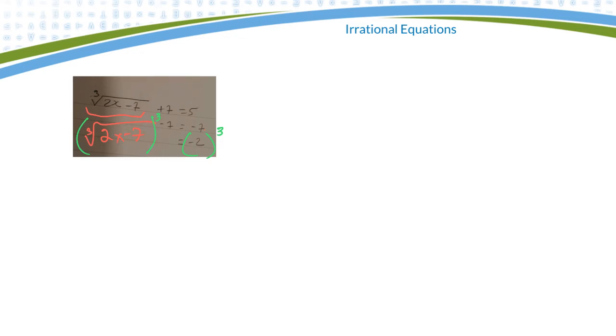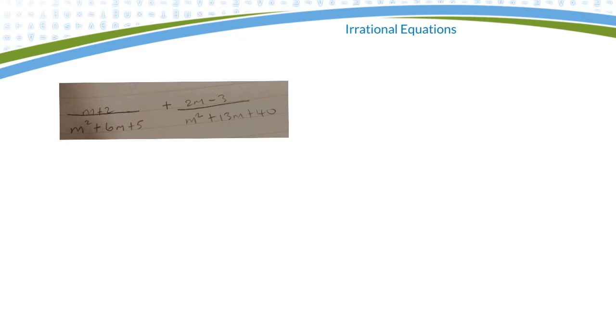On the left side, the cube and the cube root cancel, leaving me with 2x minus 7. Negative 2 cubed, I think, is negative 8. Now to solve that, I'll add 7 to both sides. So I'll get 2x is equal to negative 1. Divide both sides by 2. I get x is equal to negative 1/2.